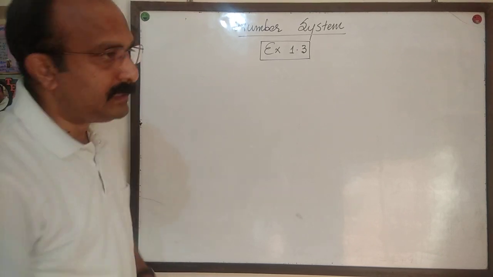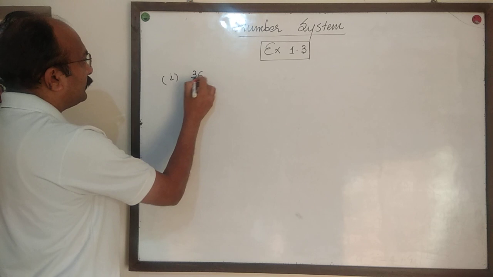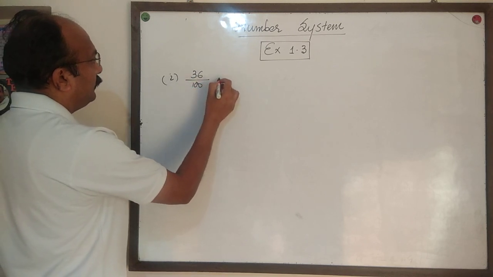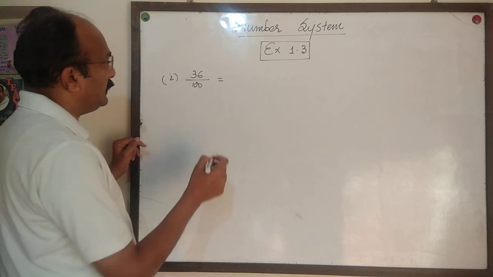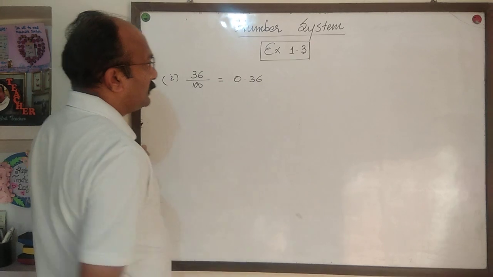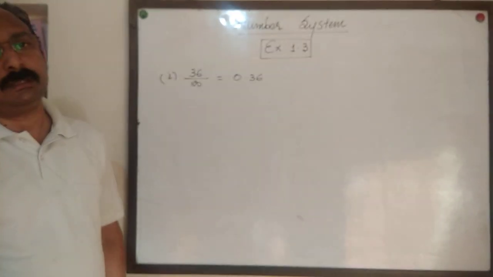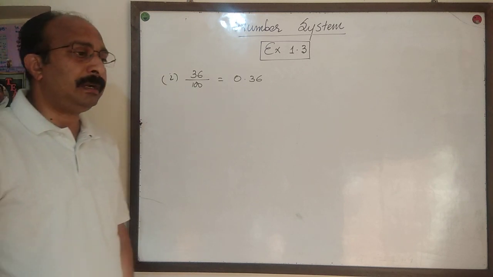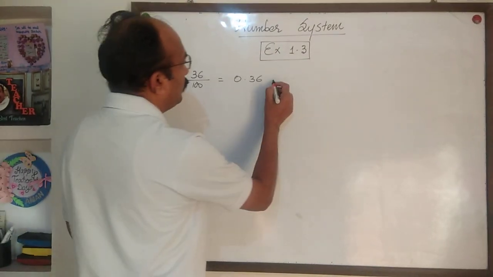First question, 36 upon 100. All of you know the answer of this question without division. 36 upon 100 is equal to 0.36. Now, what kind of decimal expansion is this? All of you might have studied in smaller classes. This type of decimal is called terminating decimal.